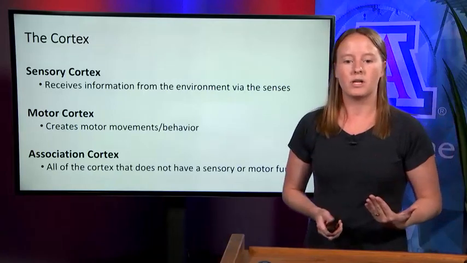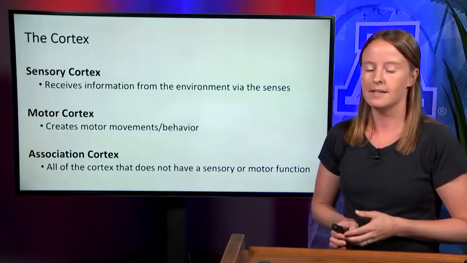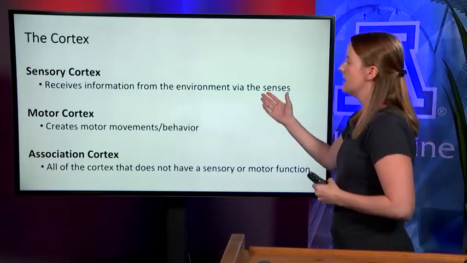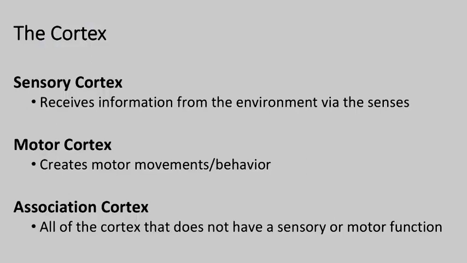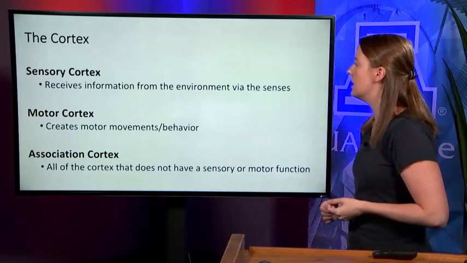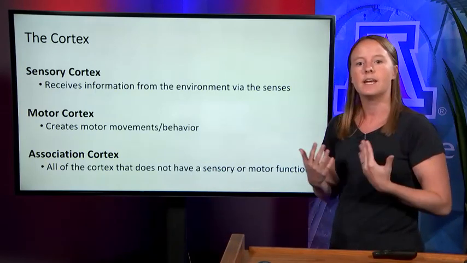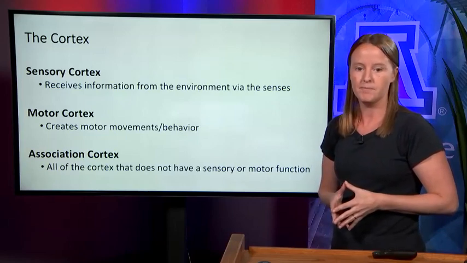When we look at the cortex, we can basically divide it into 3 main areas. Sensory cortex is involved in taking information from the outside environment via your senses. Every day you're walking around, you're smelling things, you're seeing things with your eyes, you're touching and interacting with the environment. As that information progresses through your sensory systems, it gets registered by different parts of the brain.